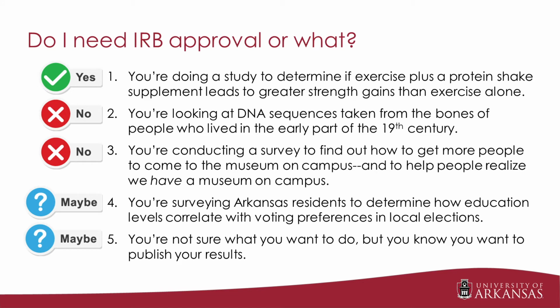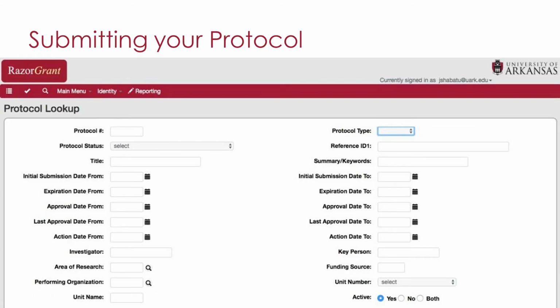How did you do? I hope this presentation gave you a deeper understanding of the IRB requirements and approval process for human research studies. When you are ready to submit your IRB protocol, remember that you must use RazorGrant, which you can access through research.uark.edu. We also have a great support team standing by if you need assistance navigating IRB submission processes through RazorGrant. We also offer a free monthly RazorGrant IRB submission training, and dates for these are posted online.